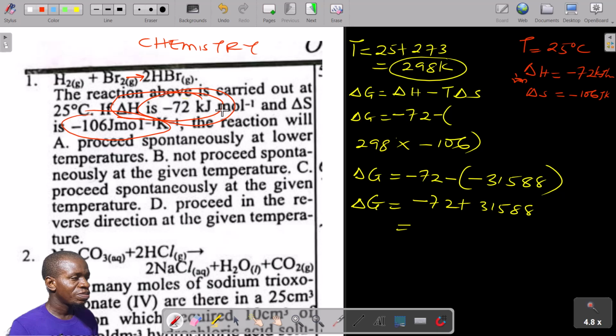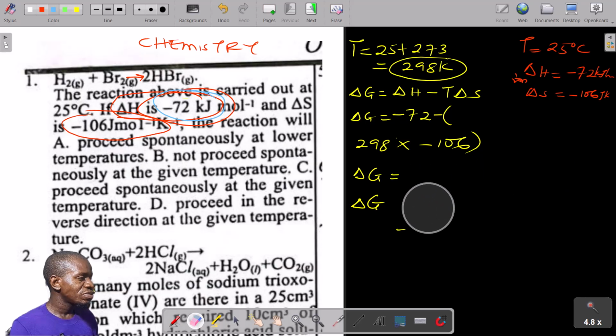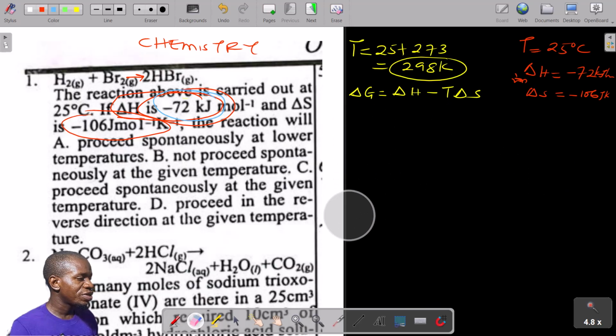Let me use another pen. I'm saying minus 72 kilojoules, and I'm not using 72 kilojoules here. So let me correct this. Let's quickly correct this error that we're having here now. Let's clean this up. Let's start from the beginning and solve this.